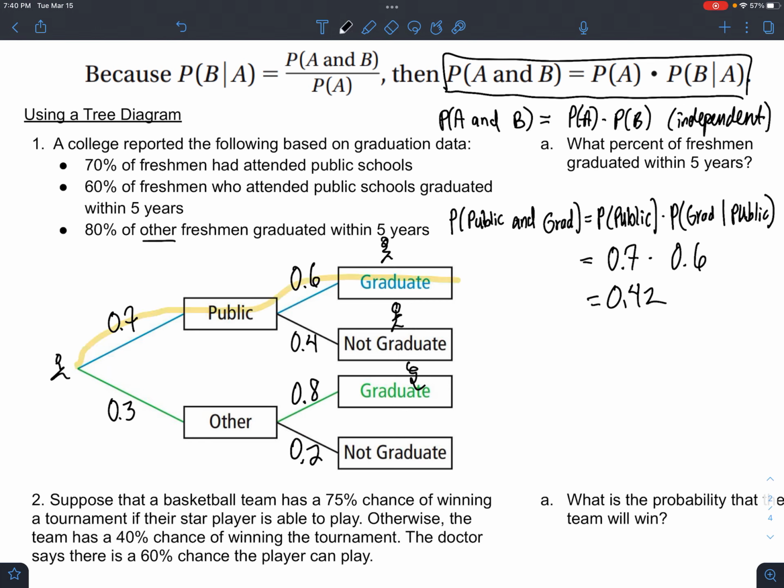Okay? And the other path, let's actually leave that on there. So we're going to have a green path to success now.